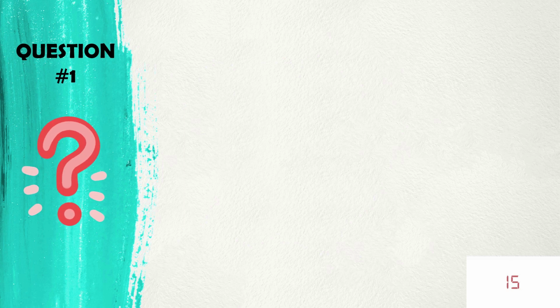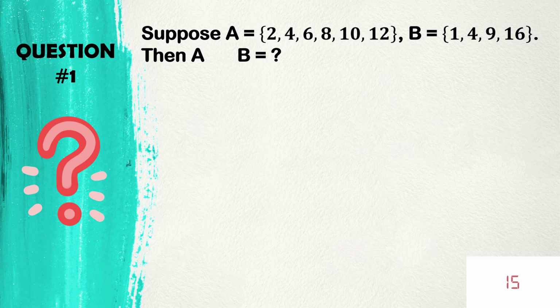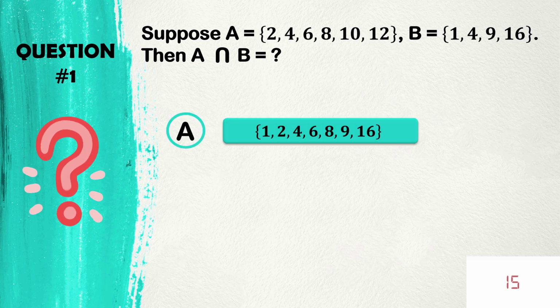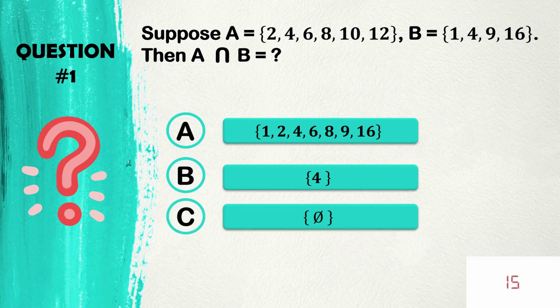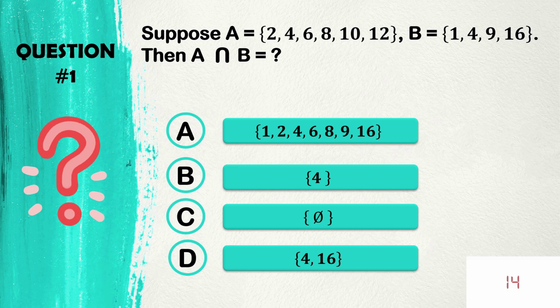Question number 1. Suppose the set A consists of the elements 2, 4, 6, 8, 10, and 12, while set B consists of 1, 4, 9, and 16. Then, A intersection B is equal to: letter A, 1, 2, 4, 6, 8, 9, and 16; letter B, 4; letter C, an empty set or a null set; letter D, 4 and 16. You have 15 seconds to answer.